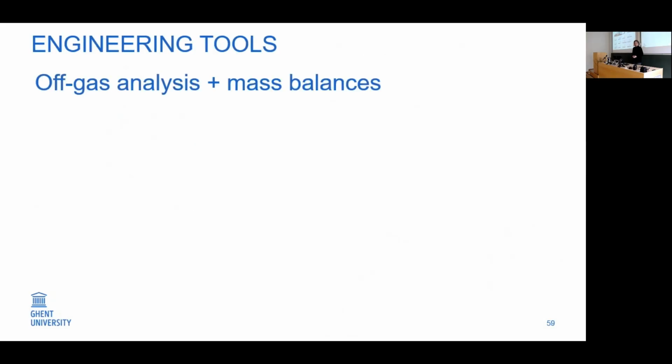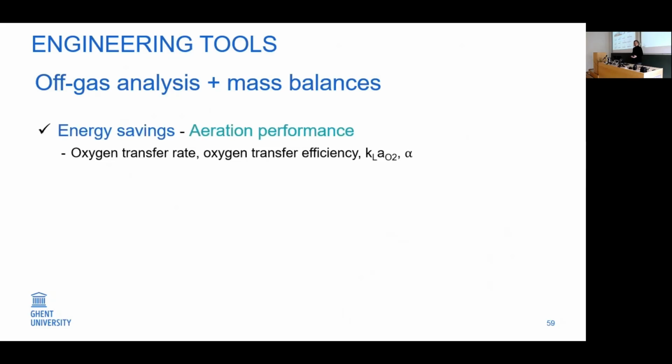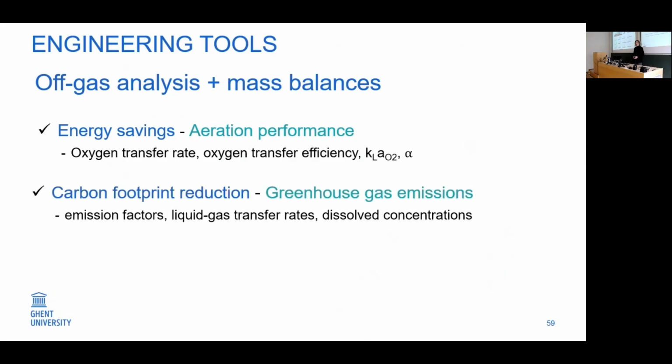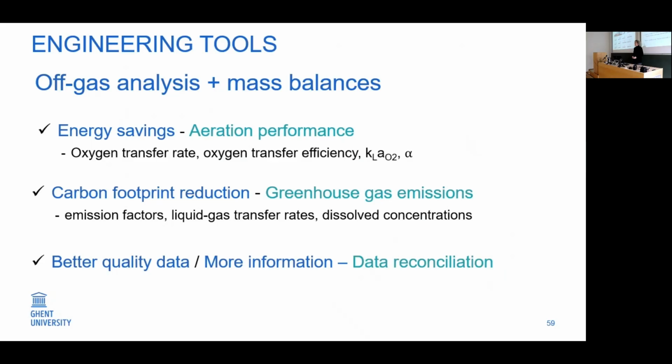We have a nice toolkit at hand, off-gas analysis and mass balances. They allow us to follow the aeration performance, leading to energy savings. We can quantify different parameters. They could allow us to quantify greenhouse gas emissions and establish footprint reduction. We quantify emission factors. We can calculate liquid gas transfer rates and measure dissolved concentrations. And finally, combining mass balances and off-gas analysis leads to better quality data and more information.